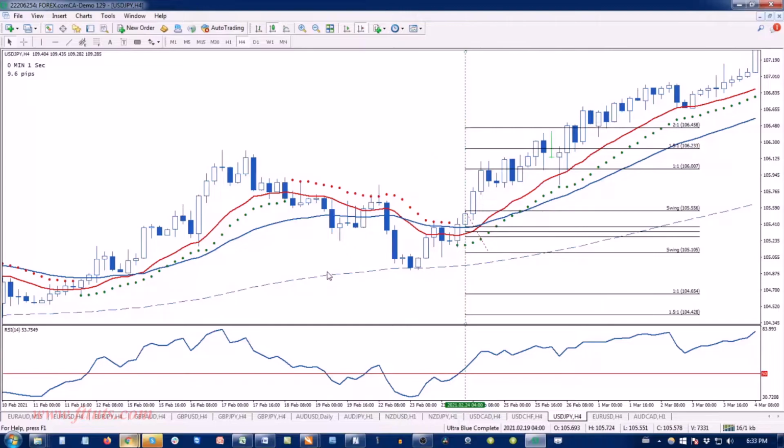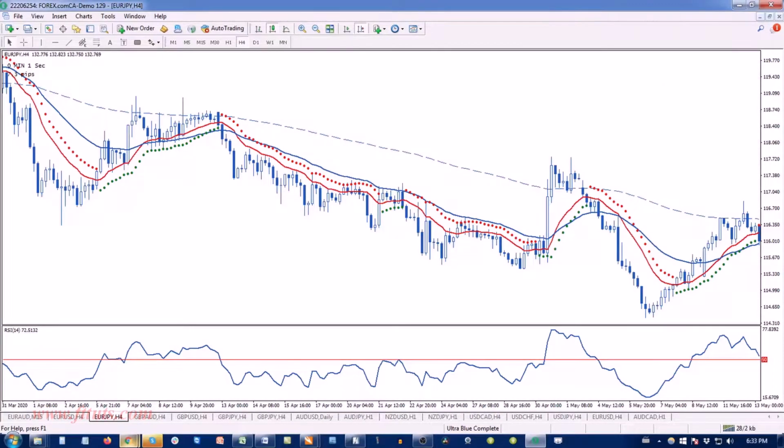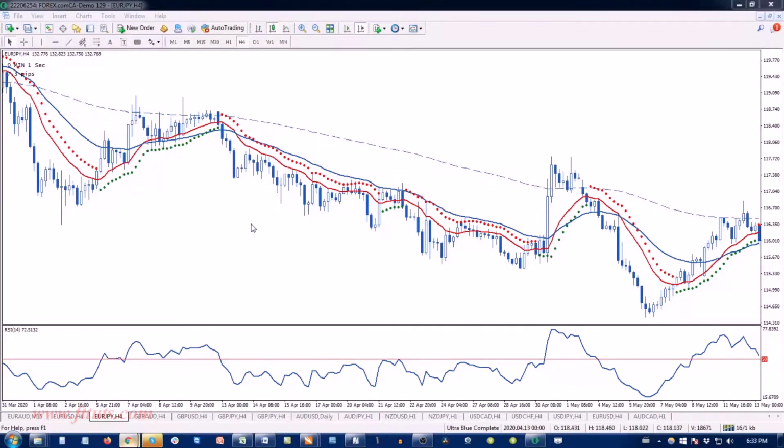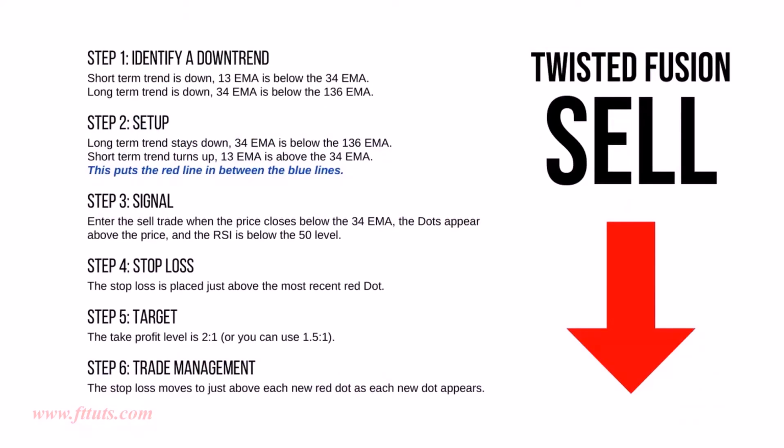So let's take a look at this on a short trade. So this is the Euro Yen, and I'm going to do the same thing. I'm going to put a slide up on the screen, and we'll go through the rules really quick, and then follow those rules using these examples. Step number 1 is to identify a downtrend. The short-term trend is down, 13 EMA is below the 34 EMA. The long-term trend is down, 34 EMA is below the 136 EMA.